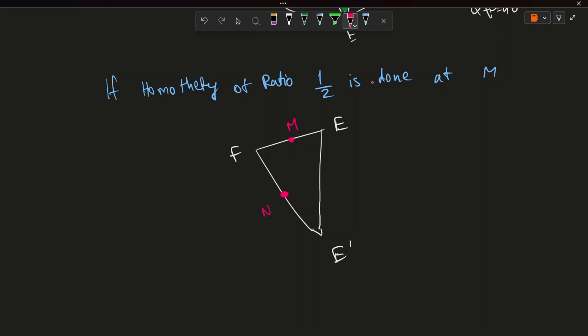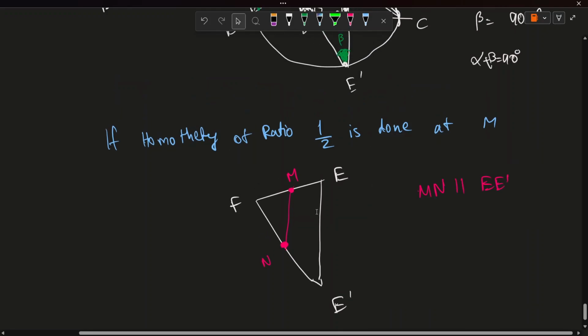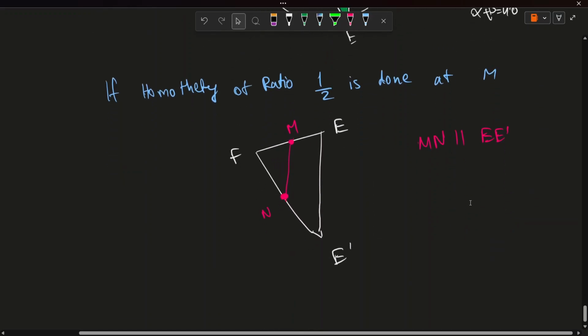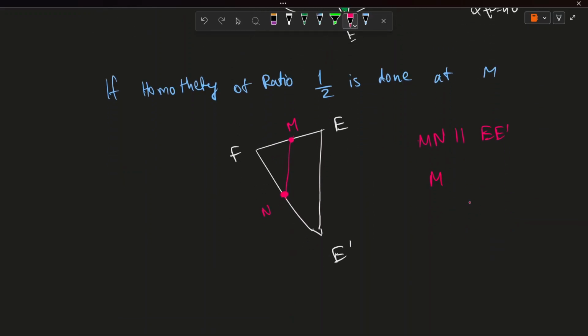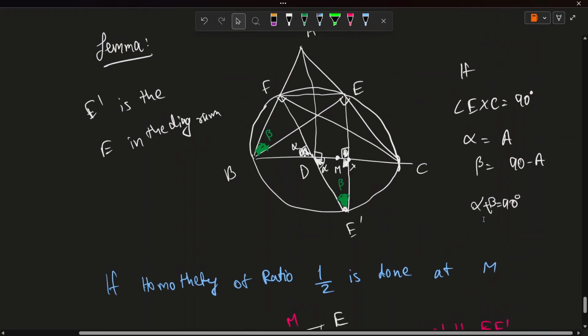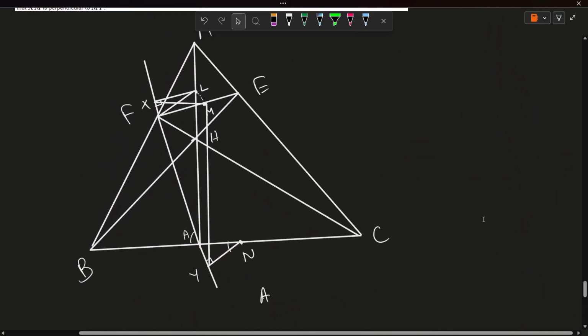Notice by this we get that MN is parallel to EE dash by the homothety. And EE dash is perpendicular to BC. So from that we get that MN is perpendicular to BC. This is the result that we are going to use. So let us go to the problem statement now.